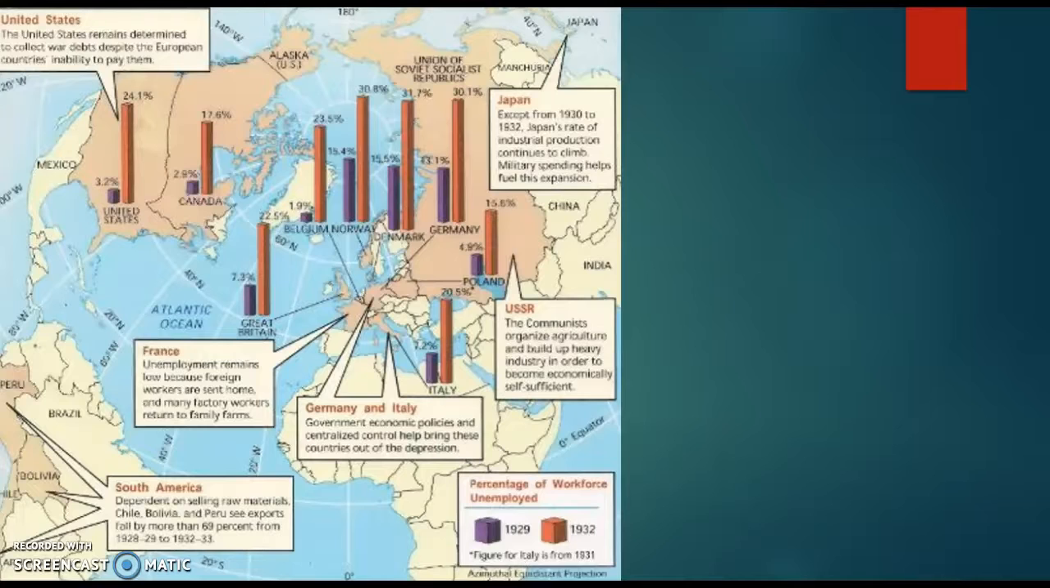You can see here how unemployment skyrockets. The unemployment is in red, and in all cases, no matter what country you look at, you can see that unemployment goes through the roof in a short period of time between 1929 and 1932.